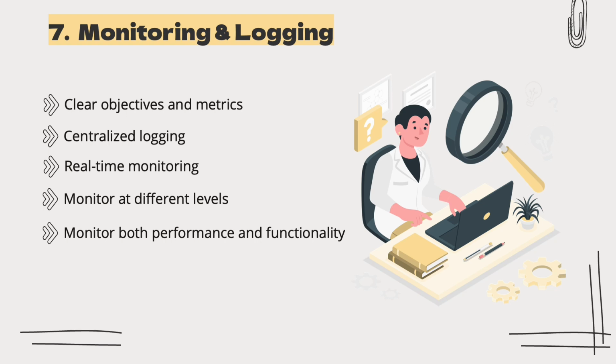Third, use real-time monitoring and alerting. It can help to identify issues as soon as they occur, allowing developers to act before they impact end users. Fourth, monitor at different levels. It includes application level, server level, and network level. And last, monitor both key performance and functionality. Monitoring should cover both performance metrics such as response time, throughput, and error rates, as well as functional metrics such as user activity, system events, and other important events.